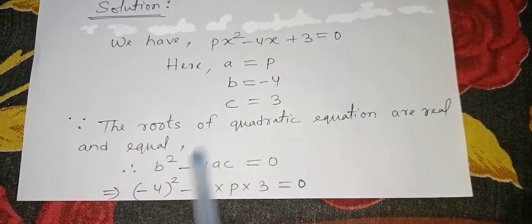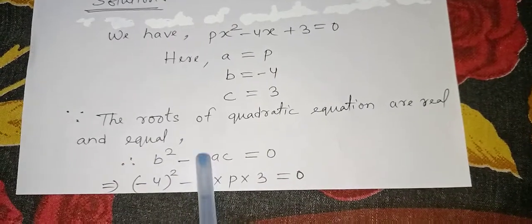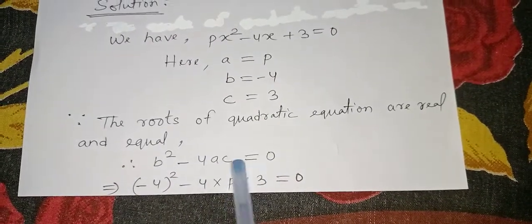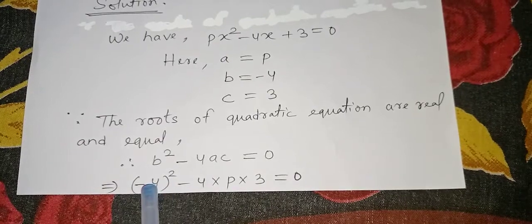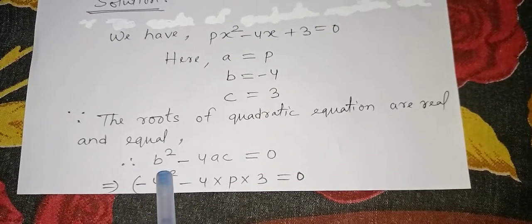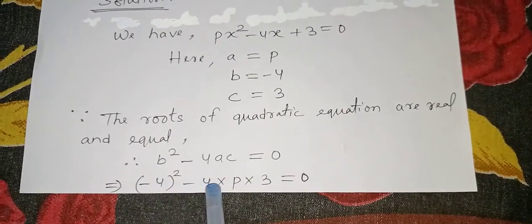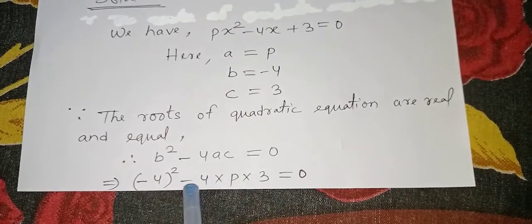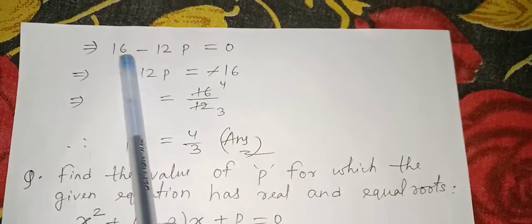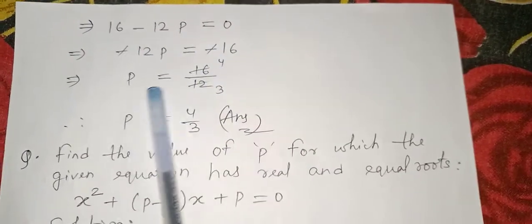b square means minus 4 whole square, minus 4 into a is p and c is 3. So minus 4 square will be plus 16, that means 16, and here 4 3s are 12, minus 12p equal to 0, which I have done here. So 16 minus 12p equal to 0.